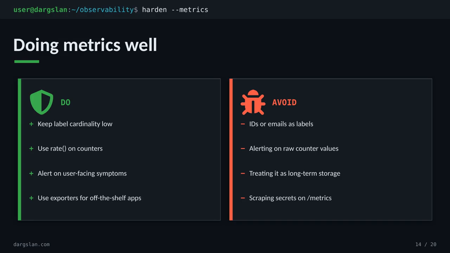On the do side, keep label cardinality low, always wrap counters in rate before you reason about them, alert on user-facing symptoms rather than internal noise, and lean on existing exporters instead of reinventing them. On the avoid side, don't shove IDs or emails into labels. Don't alert on raw counter values. Don't treat Prometheus as long-term storage. And please don't expose secrets on your metrics endpoint.